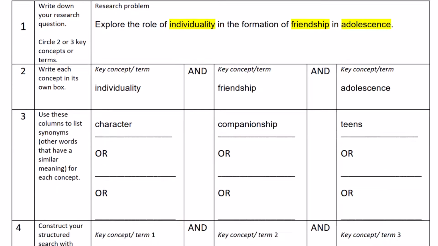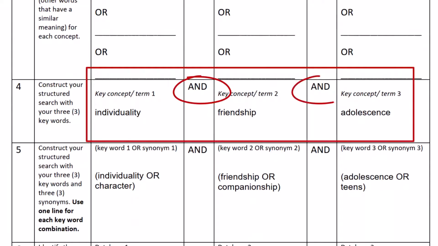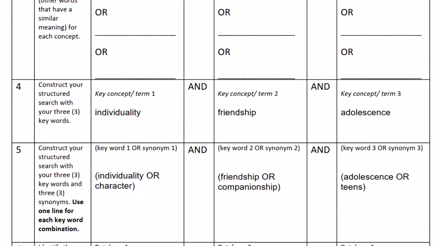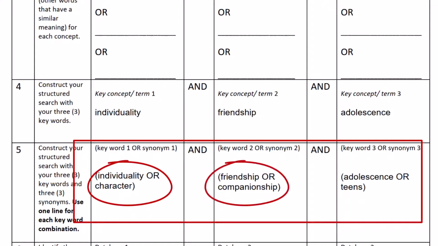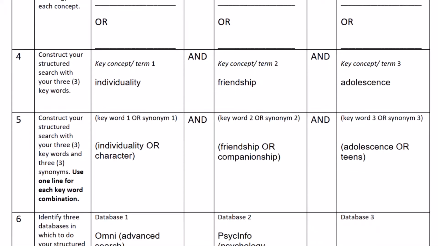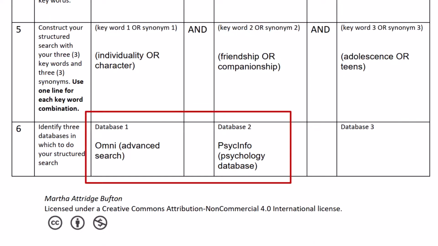Here is a structured search with the 3 keywords, joined with the Boolean operator AND. And here is a structured search with the keywords and synonyms. The keywords and synonyms are joined with the Boolean operator OR and enclosed in round brackets. Each set of keywords and synonyms are joined by the Boolean operator AND. Here are 2 library databases that could be used for an initial search, Omni and PsycInfo.